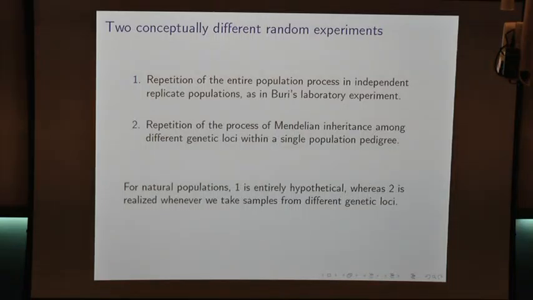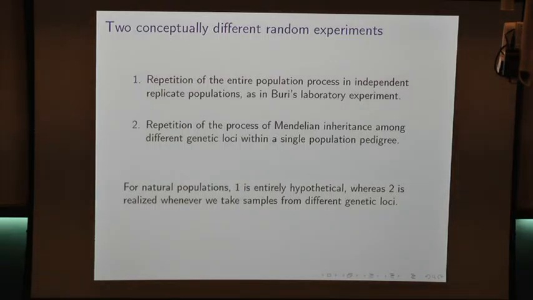But here, we used it for looking among loci. And it is not true that each locus we look at is an entire new replicate of the evolutionary process in the same way that the replicate populations were in Burry's experiment. Right? It just isn't. What they are is a replicate process of filtering by Mendelian inheritance through the population pedigree. And we use this model incorrectly in this case, I would say, fundamentally, conceptually wrong.